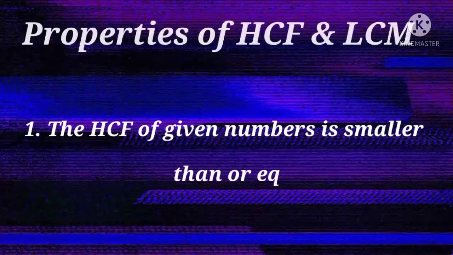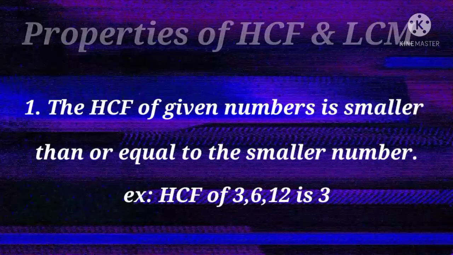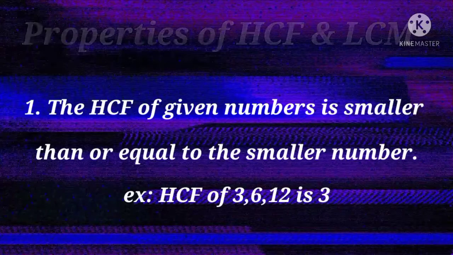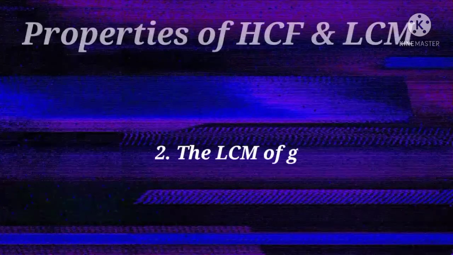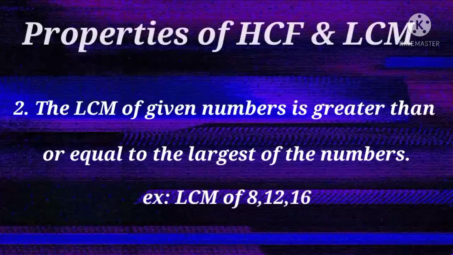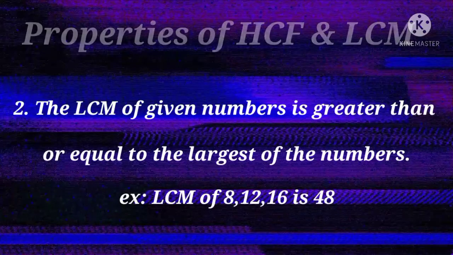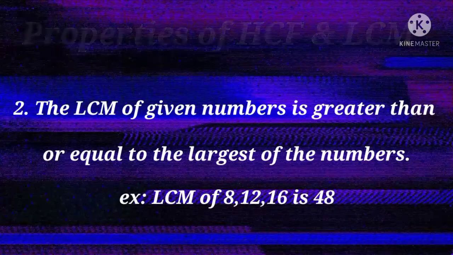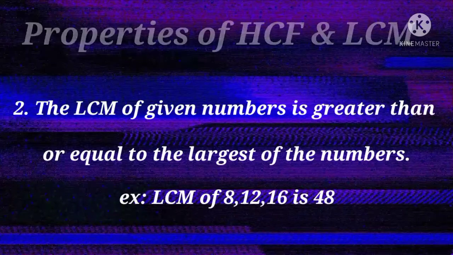Properties of HCF and LCM. The HCF of given numbers is smaller than or equal to the smaller number. Example, HCF of 3, 6 and 12 is 3. The LCM of given numbers is greater than or equal to the largest of the numbers. Example, LCM of 8, 12, 16 is 48. Here 48 is greater than 8, 12 and 16.